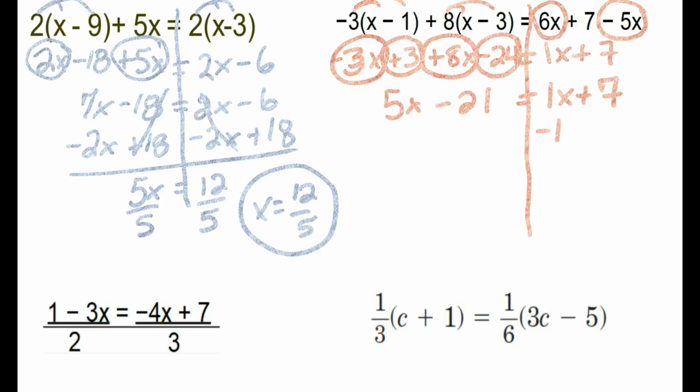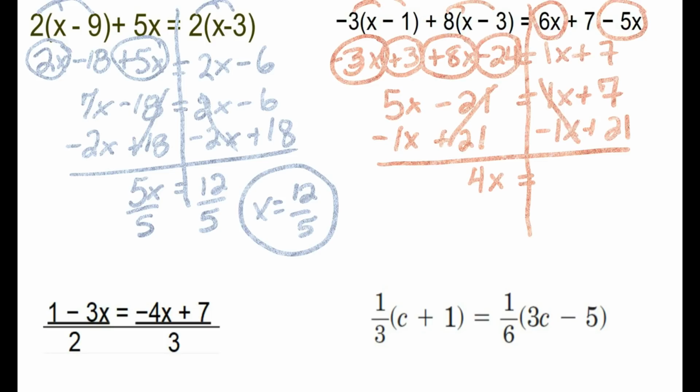And slide to the left. Slide to the right. Crisscross. And so we get 4x is equal to 28. Divide by 4, divide by 4. X is equal to 7.